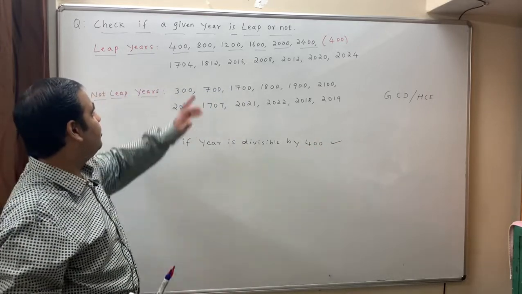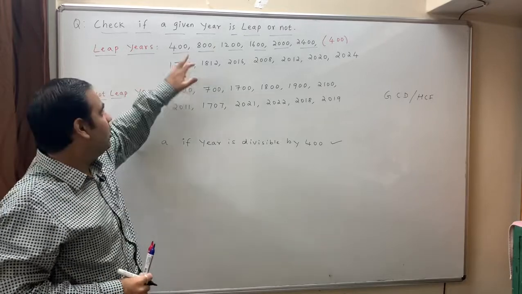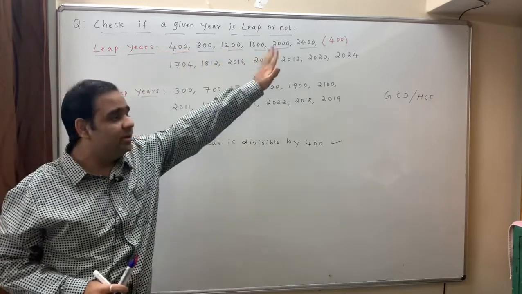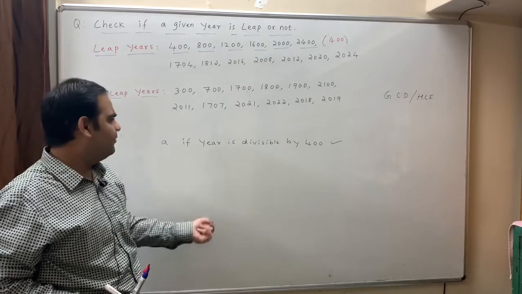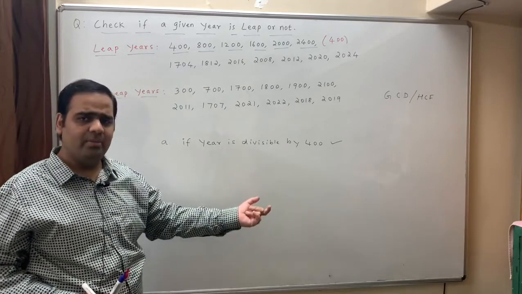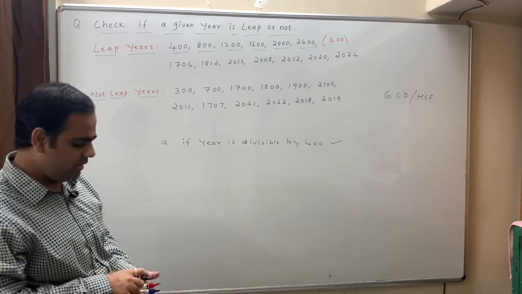And we can easily conclude that the GCD or HCF, the highest common factor or the greatest common divisor of the first set of numbers, is 400. Therefore I can say whatever is divisible by 400 is a leap year.